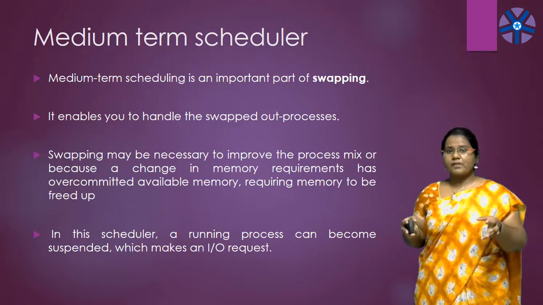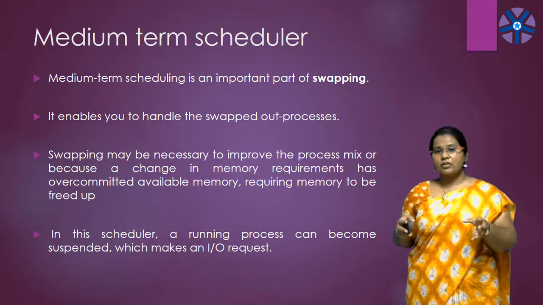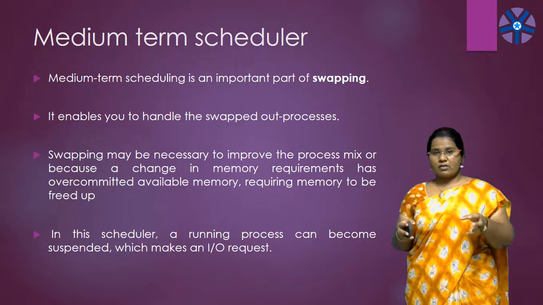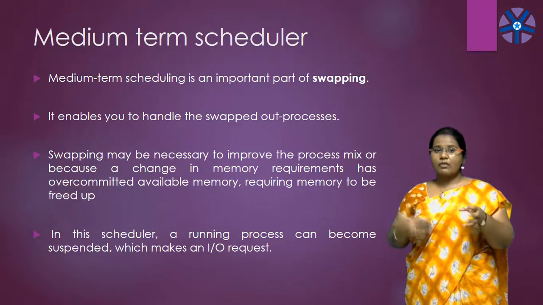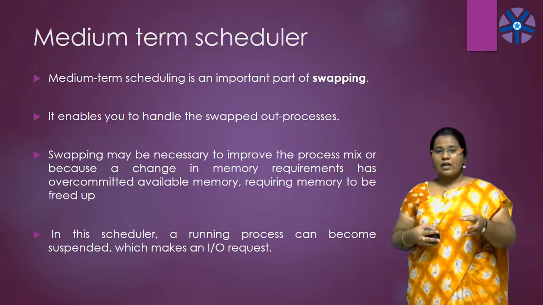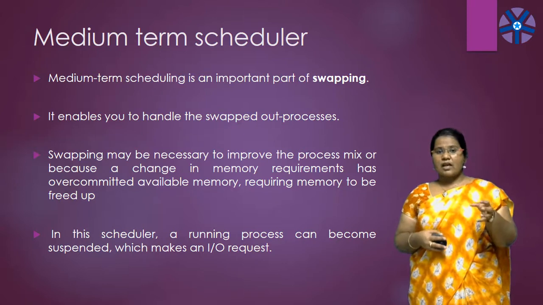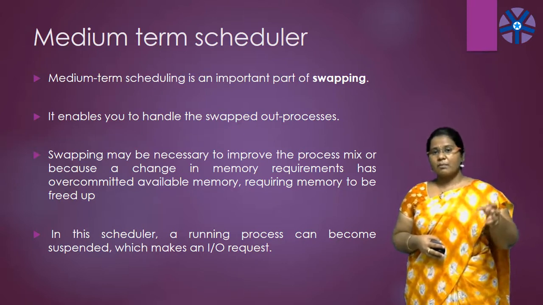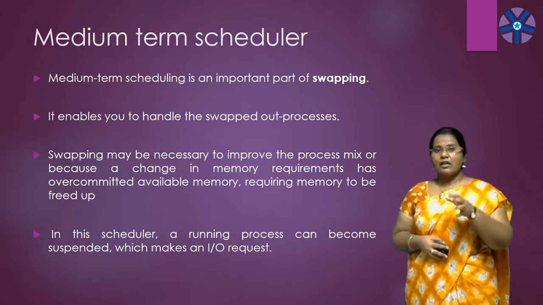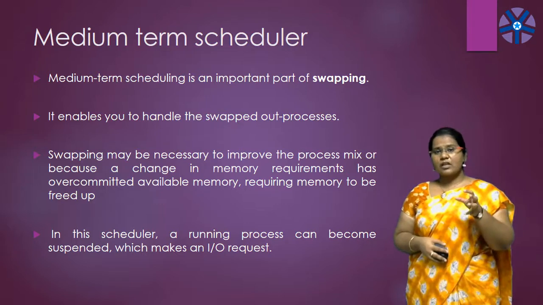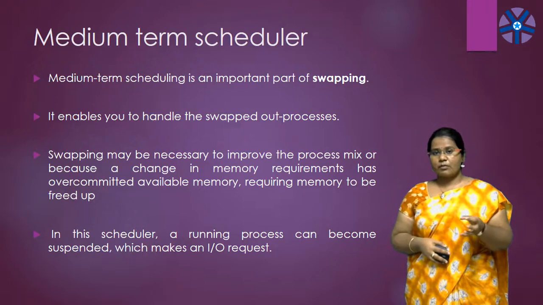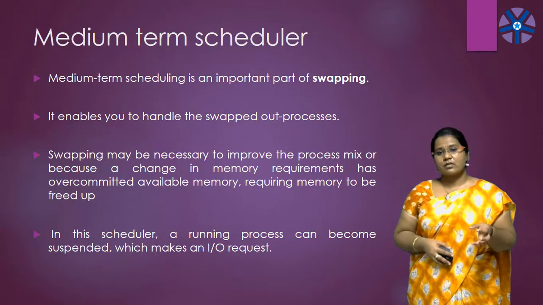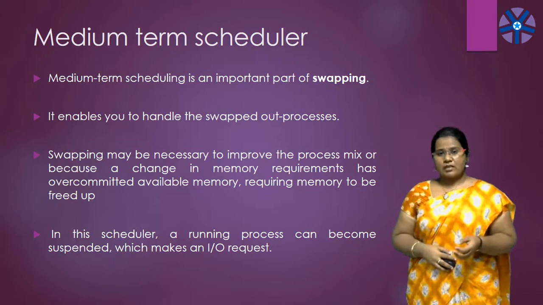For that purpose, the medium term scheduler will collect all the processes which are ready with their resources, which were swapped out due to some interruption, and the medium term scheduler will place all these processes in a queue. This queue is merged with the ready queue, and it will send this suspended or swapped out process into the CPU for execution.